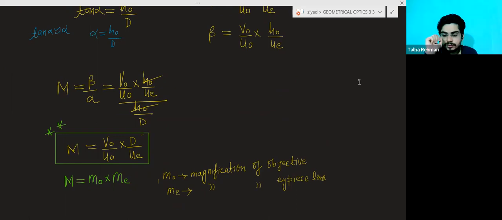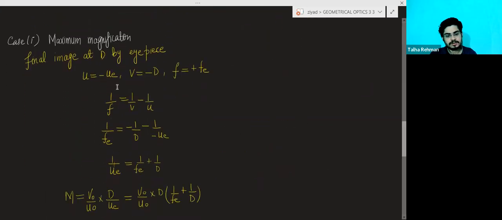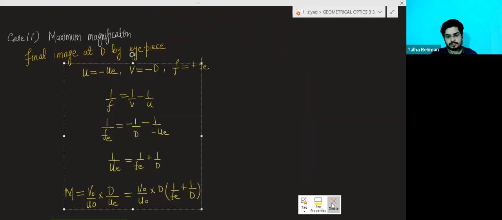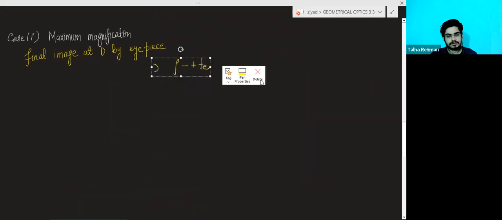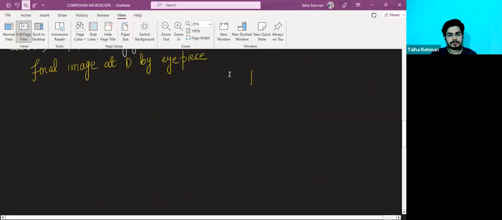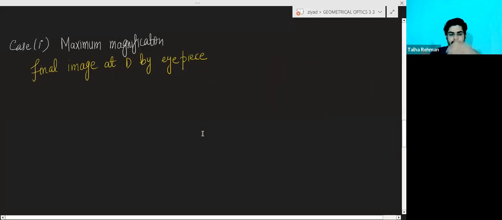Okay. Here also there will be two cases. First case will be when the magnification of the microscope is maximum. Second case will be the magnification in case of the normal adjustment of the microscope. So first case. We can solve this right now. In case of the maximum magnification, the final image will form at D.